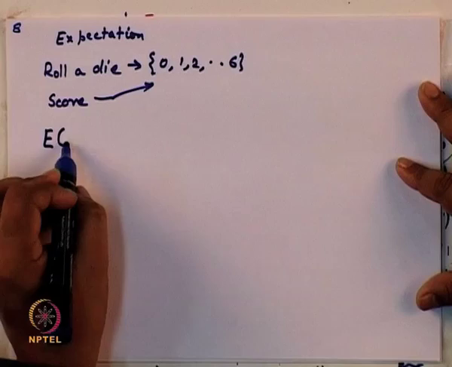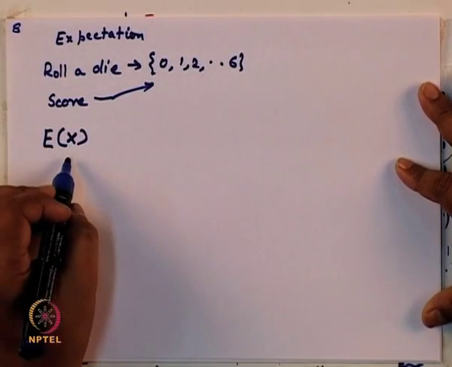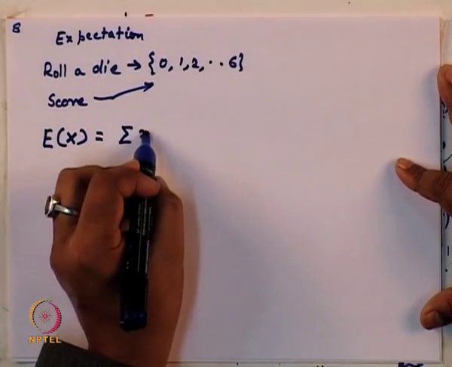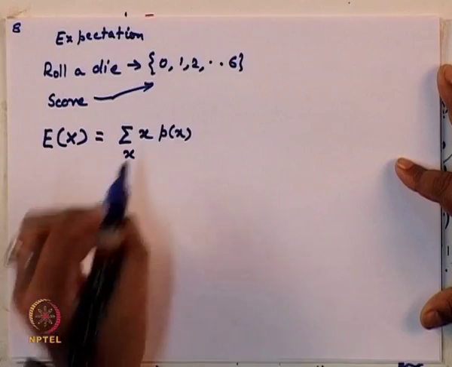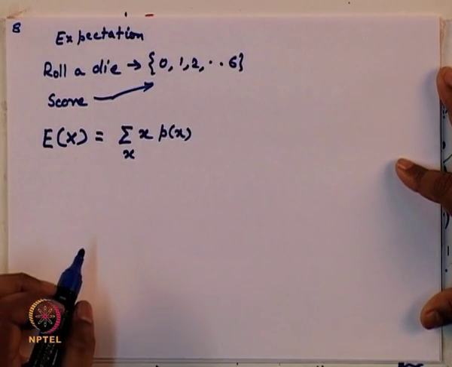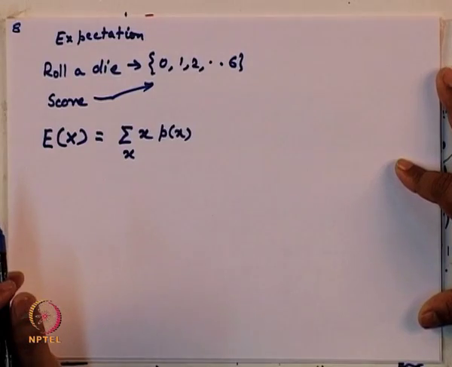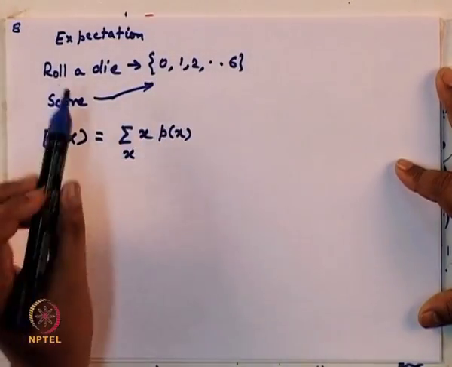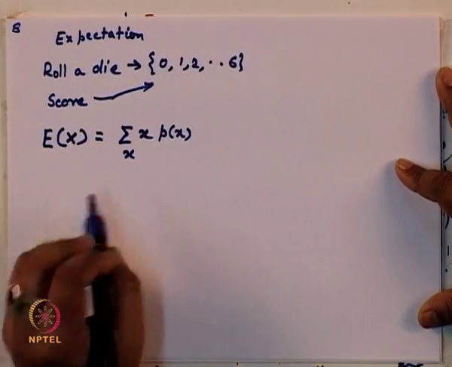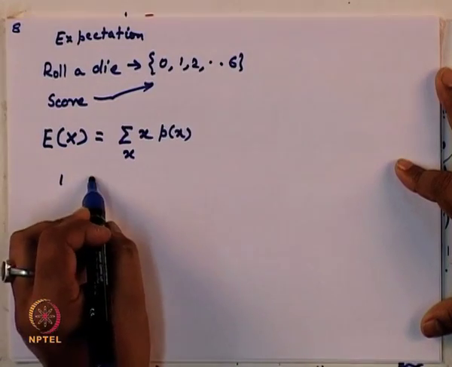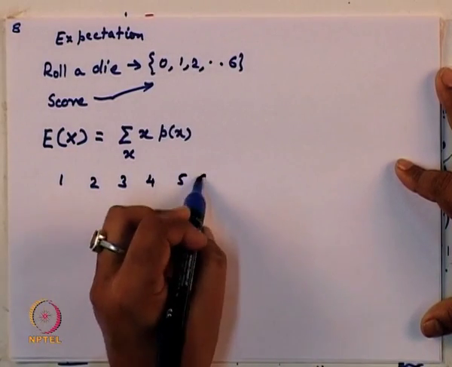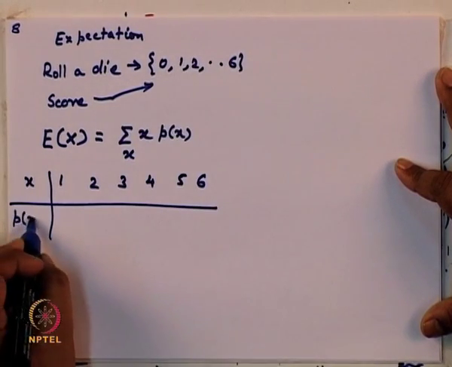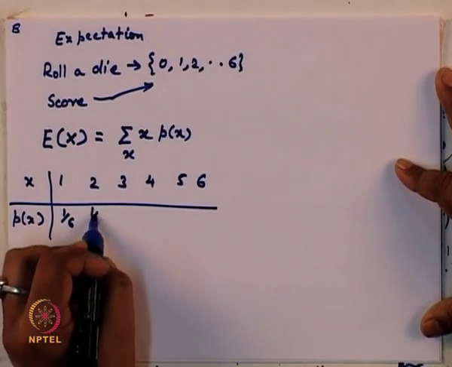So, expectation of a random variable x is defined as E of x, or expectation of x, and it is defined by summation of x p x over all values of x. Now, let us compute the expectation for the rolling of a die. So, you know that you have 6 values 1, 2, 3, 4, 5, 6 as your values of x, and the probability for each of them is simply 1 by 6.